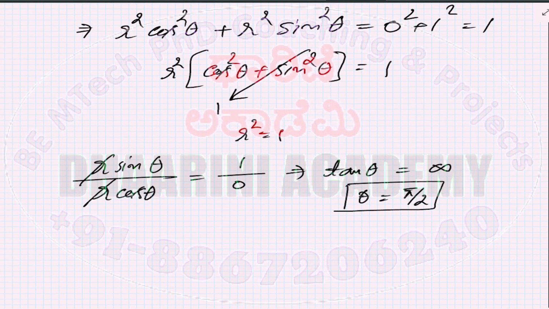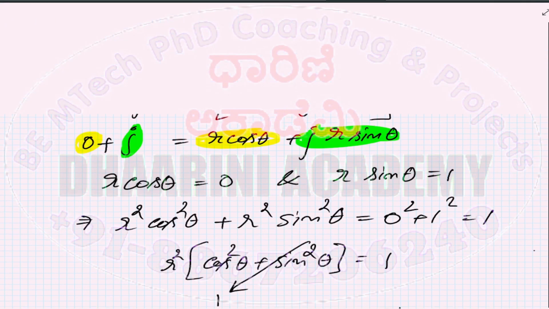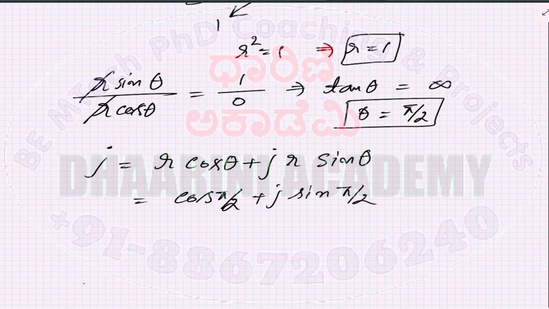Okay, so now let's write this further. Let us substitute r equal to 1 and theta equal to pi by 2. We already assumed that j is equal to r times cos theta plus j times r into sin theta. Now we know the values, so I can write this as 1 cos pi by 2 plus j, 1 into sin pi by 2. This is the rectangular format. I can convert this into e to the power j pi by 2. J can be written as e to the power j pi by 2.